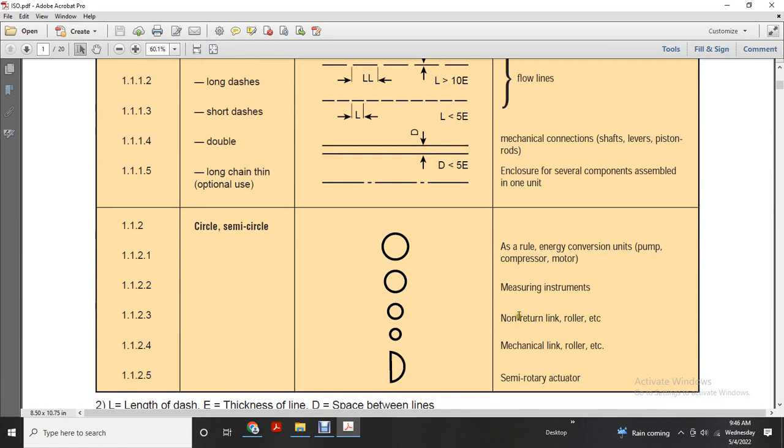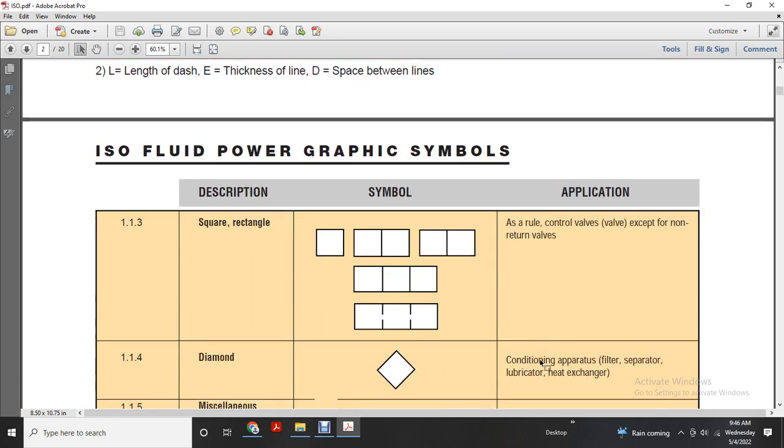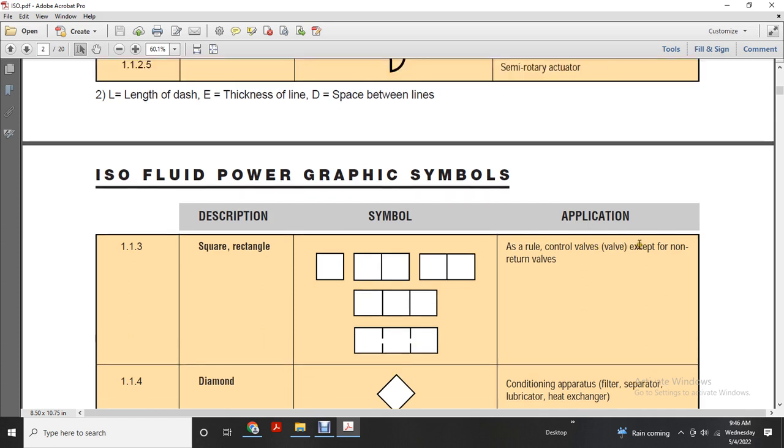Circles and semicircles: large circles are energy units such as conversion pumps, compressors, motors, and measuring instruments. Smaller circles are mechanical links, rollers, rotors, etc. A semicircle is a semi-rotary actuator. Squares and rectangles: enclosures for control valves. As a rule, control valves, except for the term lines, are squares and rectangles.